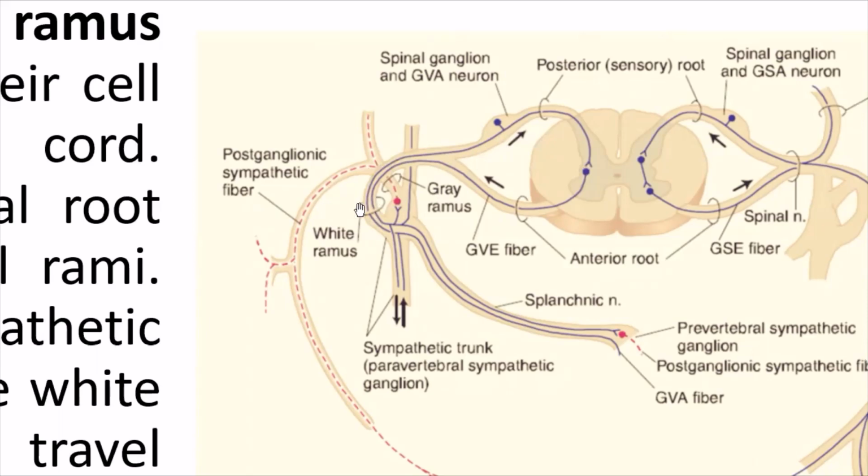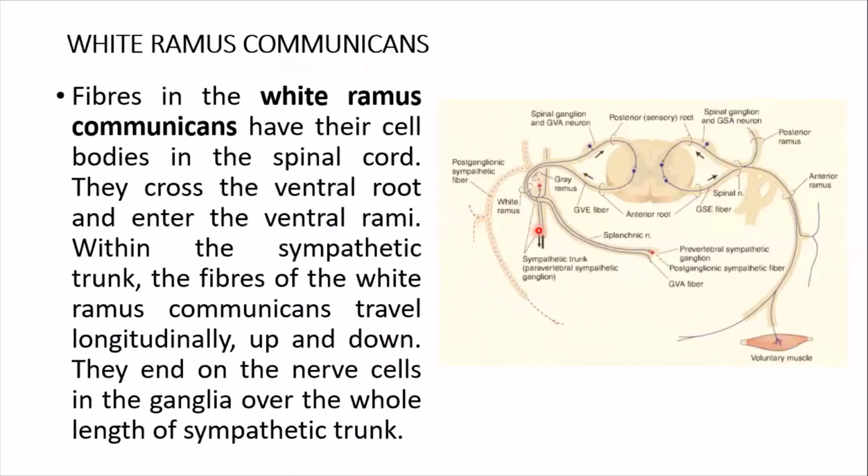This is the white ramus, and you see its connection over here, right? Blue lines both going over here, and you can study now that and will understand. Fibers in the white ramus communicans have their cell bodies in the spinal cord. They cross the ventral root and enter the ventral rami. These are the ventral roots, so they are crossing that, and they enter the ventral rami. Right? I told you this is the interior of the ventral ramus here, and they are entering that.